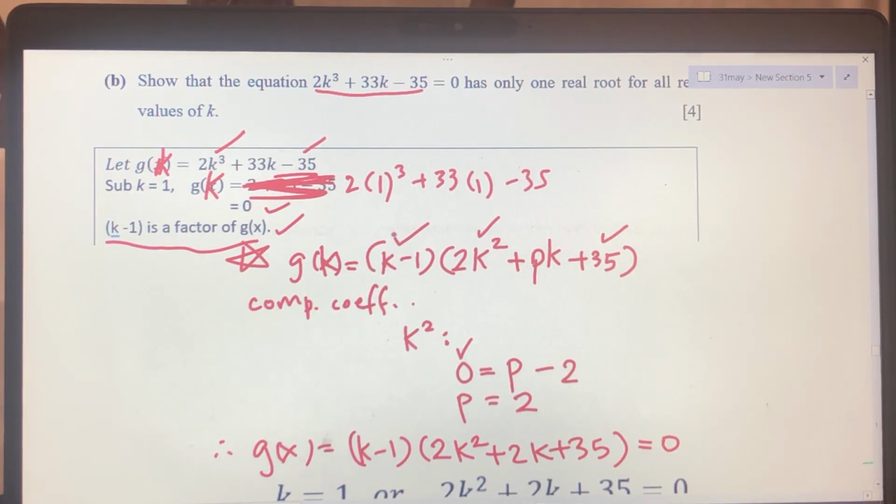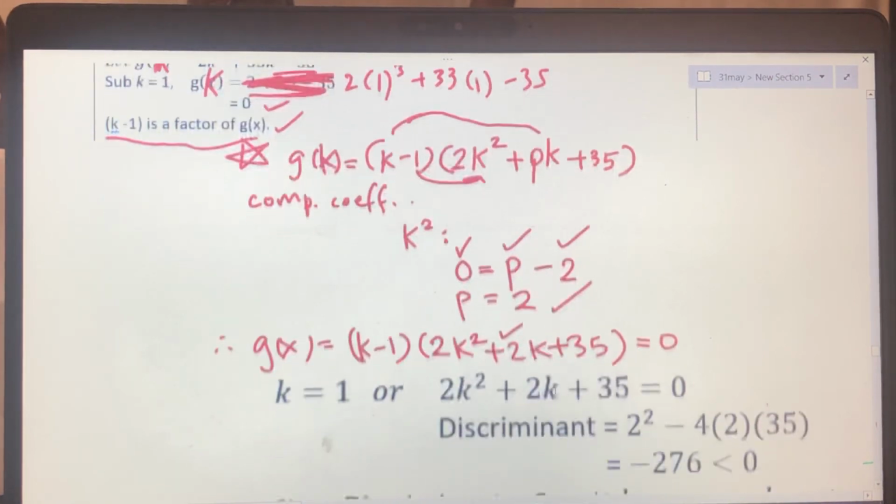Now this fella k, times what will give me k square? This one cannot, k cube. This one, so it must be p here. Then this fella times what will give me k square? It must be this fella only, right? So it's minus 2, which means that your p is 2, and then you can find this.